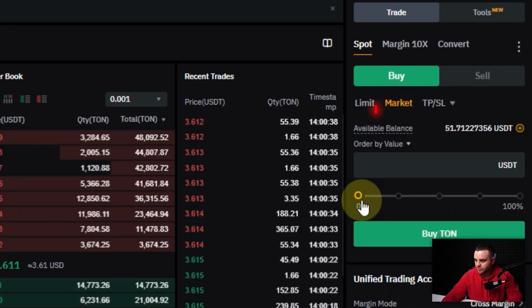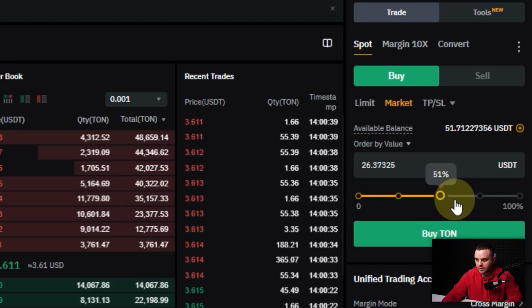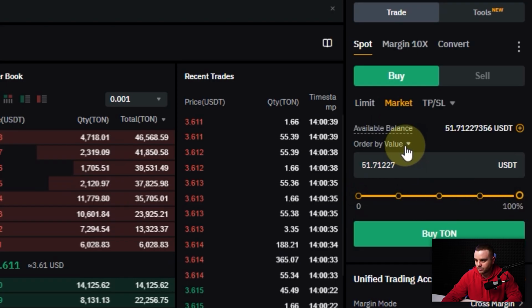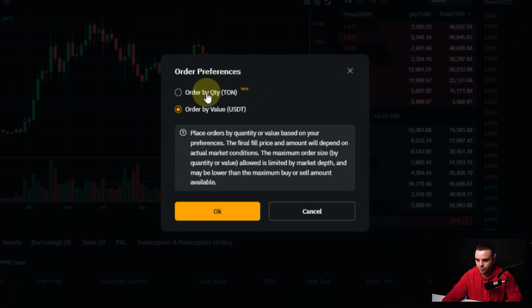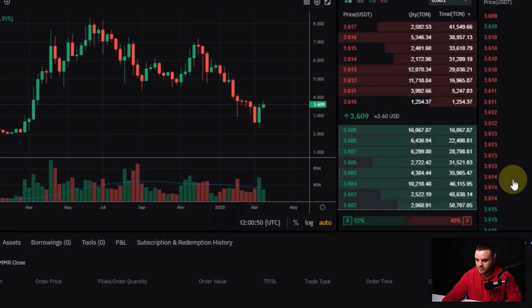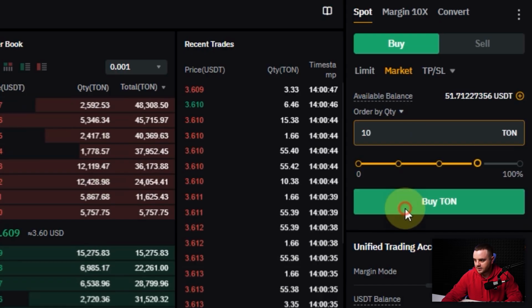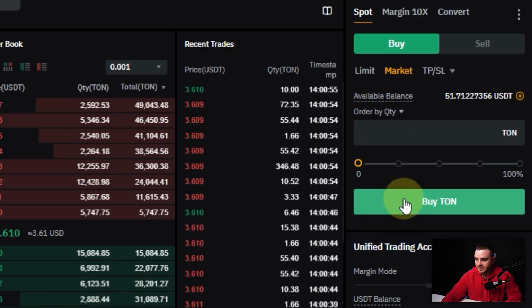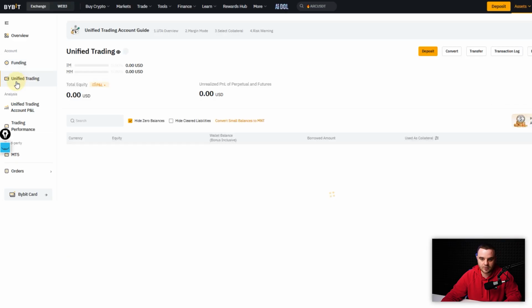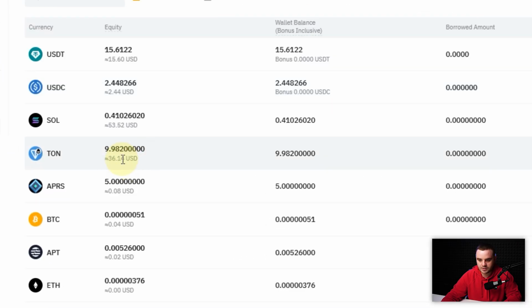And the same here. You can buy, for example, with a market order. After that, you choose amount of how much money you would like to put, order value. You also can choose order value by ton, amount of ton that you would like, for example, place. For example, we would like to buy 10 ton. And after that, it automatically gives to us order. And after that, again, we go to unified trading account, and you can see here ton 998. It means they took fees from us, and we have at this moment amount that we put.